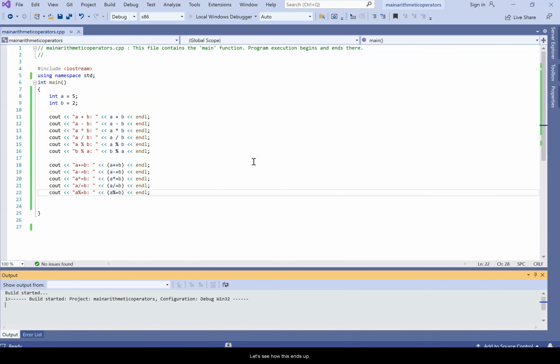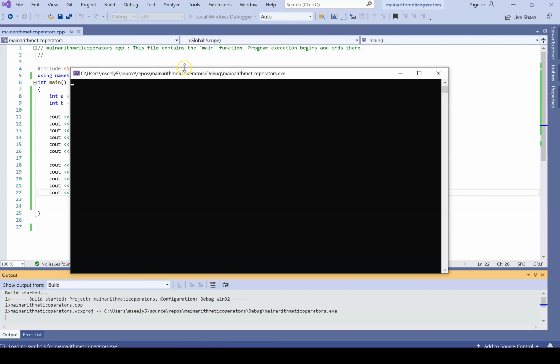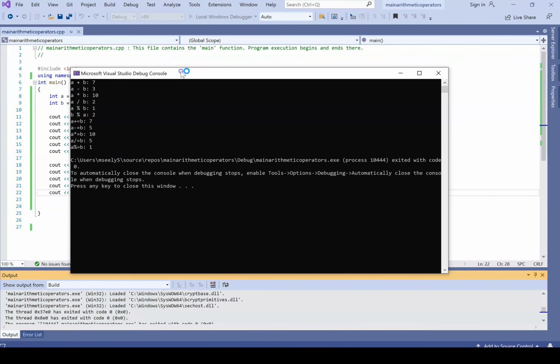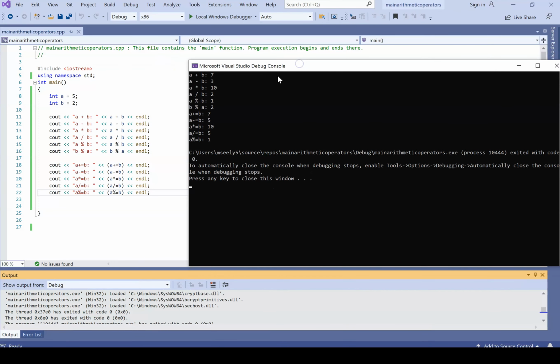So let's see how this ends up. All right, so 5 plus 2 is 7. 5 minus 2 is 3. 5 times 2 is 10. 5 divided by 2 is 2, because remember, they're ints, they chop off the decimal.